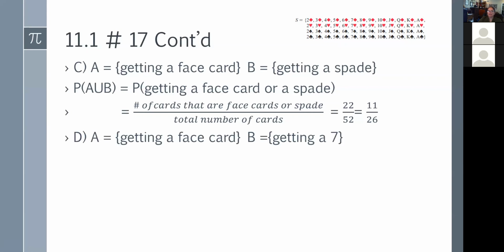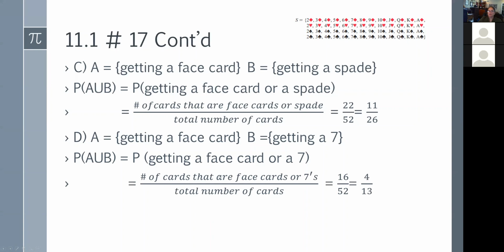Part D is getting a face card. I'm sorry, part D, event A is getting a face card and event B is getting a 7. So the probability A union B is the probability of getting a face card or a 7. And there are 12 face cards and 4 7s. So that's going to be the number of cards that are face cards or 7s, which gives us 16. That's the 12 face cards plus the 4 7s. So we have 16 out of 52, or 4/13.